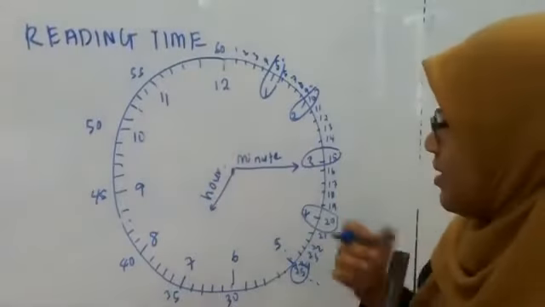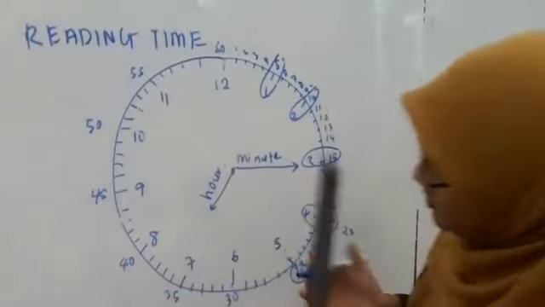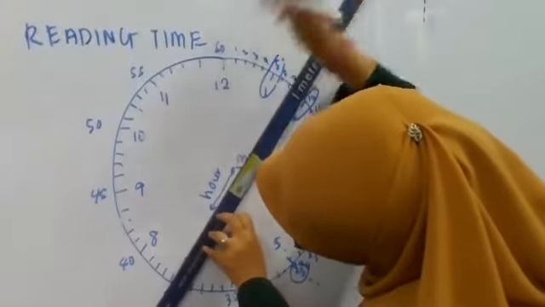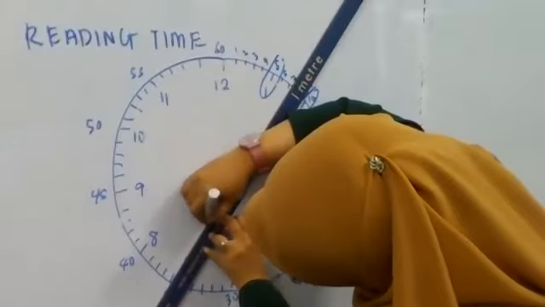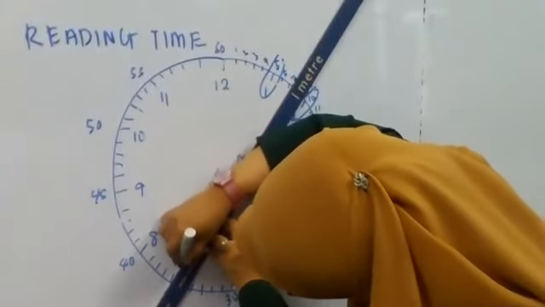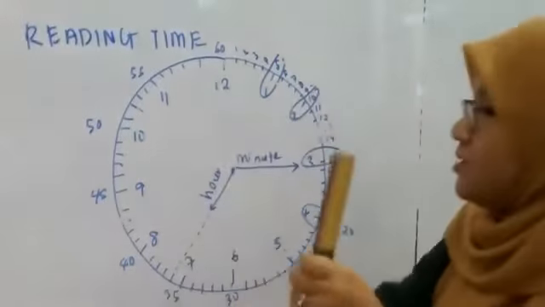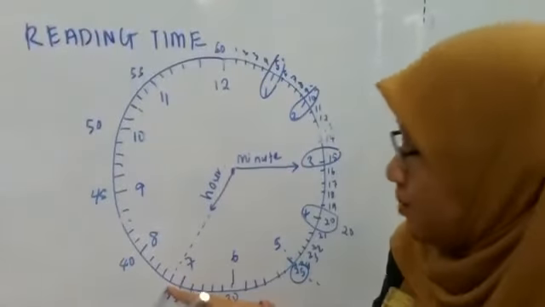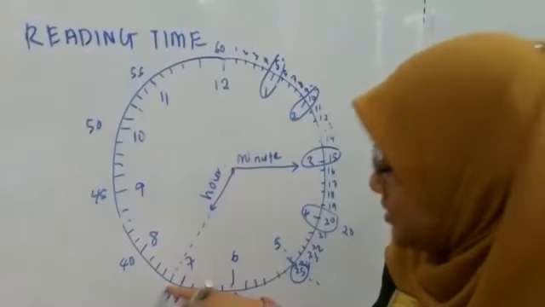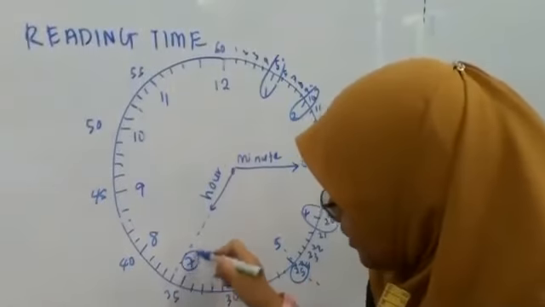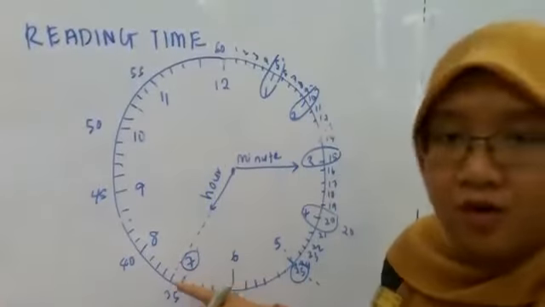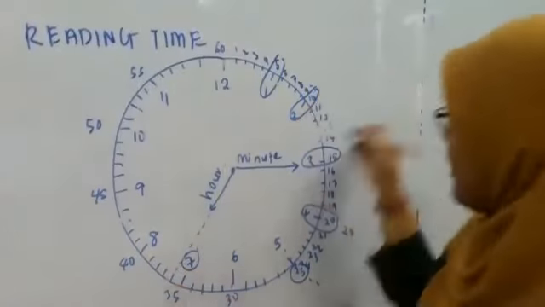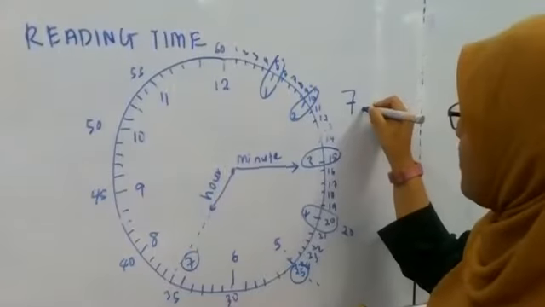What time is it? You look at the hour needle and see what place it stops at. It stops here. Then you have to take the number before 8, which is this one, 7. Before 8, remember, before the dotted line, not after, okay? Before the dotted line. So it's 7.